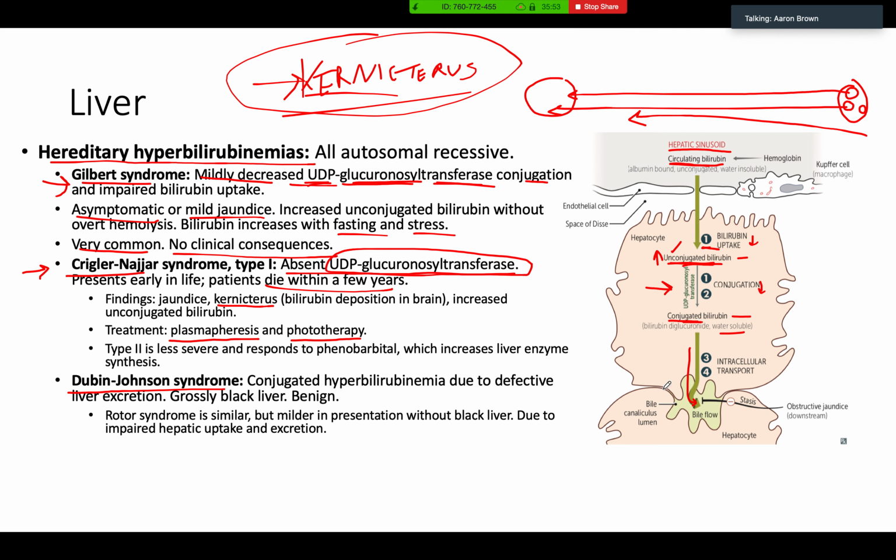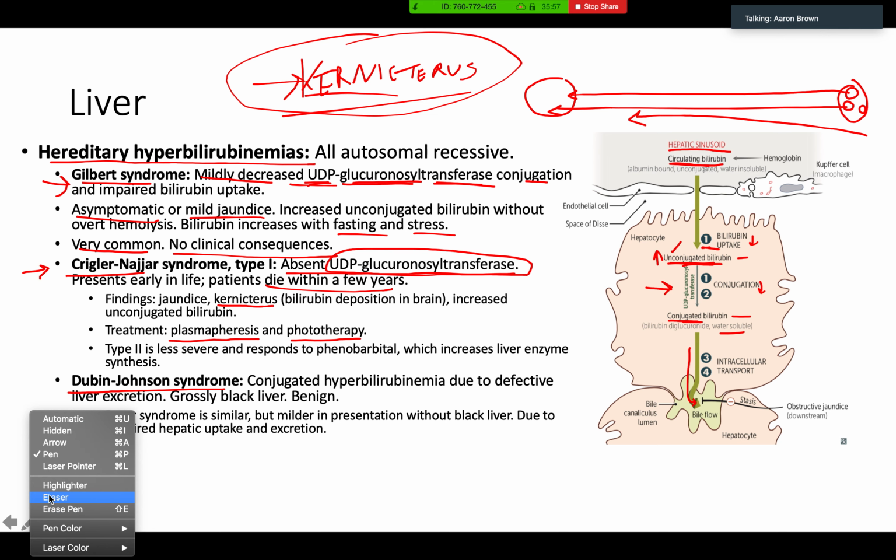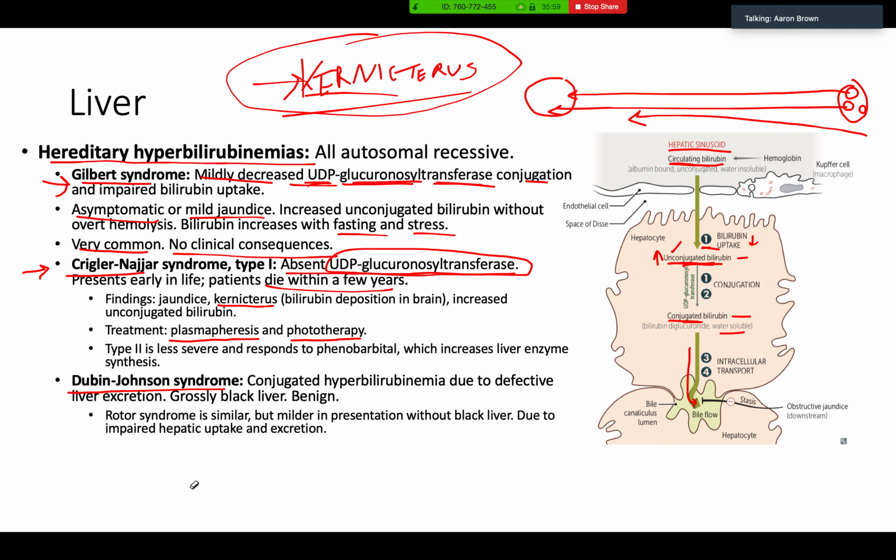Dubin-Johnson syndrome. Here, the problem is not with conjugation. Conjugation is fine. Unconjugated bilirubin is at its normal level. The problem here actually is due to getting that conjugated bilirubin out of the liver. Okay, it doesn't want to leave. It wants to hang out. And so we get a conjugated hyperbilirubinemia, high levels of conjugated bilirubin due to defective excretion.